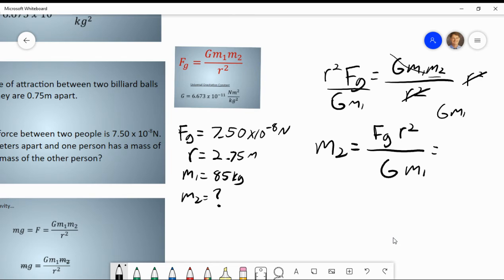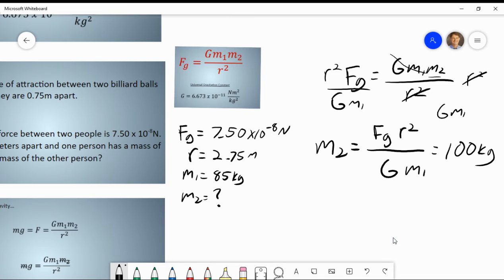I'm just going to plug all those numbers in because I already have them listed out. 7.5 times 10 to the negative 8 times the radius squared, 2.75 squared, divided by, I'm going to put this all in parentheses, divided by big G, which is 6.673, second, double E, negative 11. Now I put a parentheses in my denominator so I can hit times here. If you didn't put a parentheses, you'll have to divide it by again. Divided by mass 1, which is 85. I get 99.99. This dude weighs 100 kilograms.